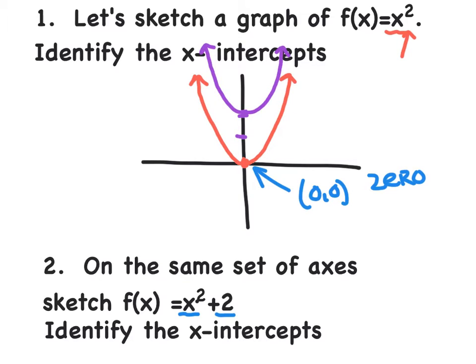Now look at this. Identify the x-intercepts. Well, does this graph have any x-intercepts? Is this parabola ever going to hit the x-axis? No. This is going up to infinity. As x approaches infinity, f of x approaches infinity. And as x approaches negative infinity, f of x is approaching infinity. It will never hit the x-axis. So let's make a note that it has no x-intercepts.